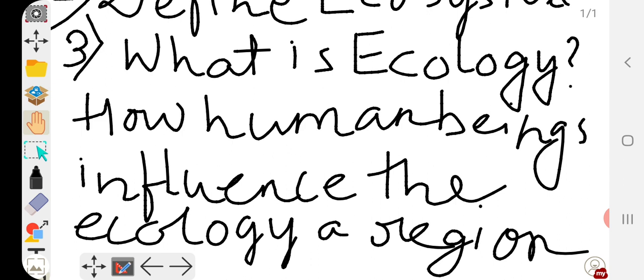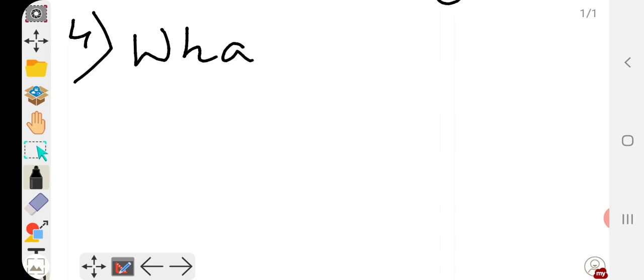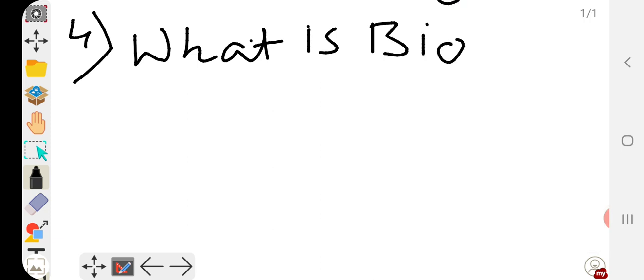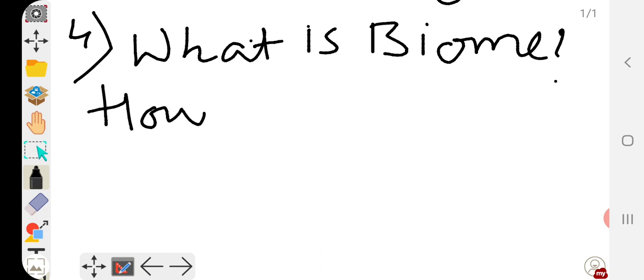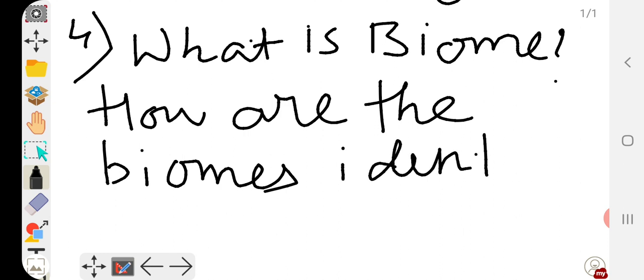And lastly, question number 4: what is a biome and how can a biome be identified? How are biomes identified? So these are the 4 topics or questions that I discussed today.